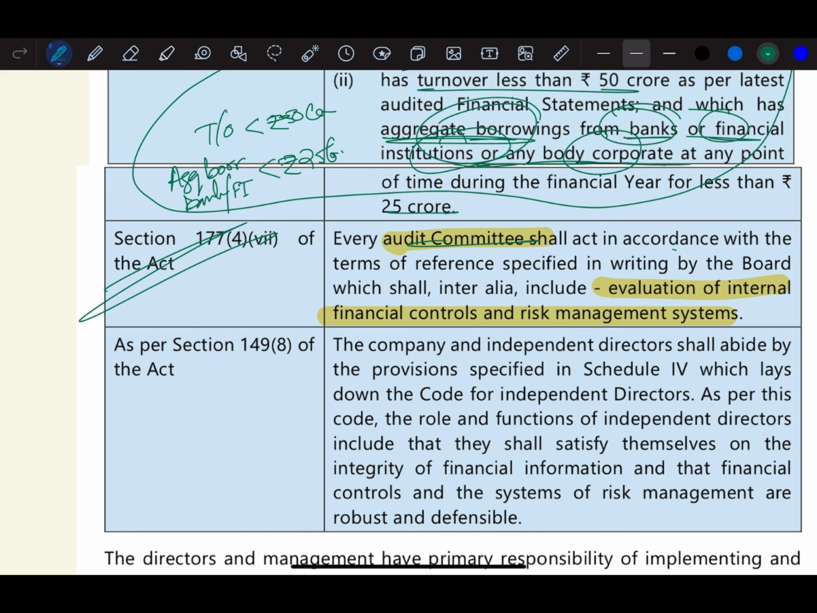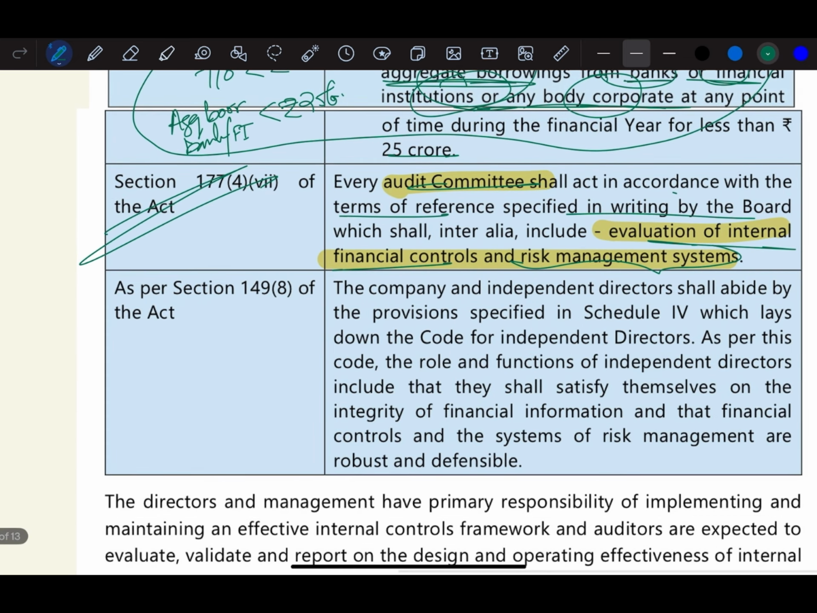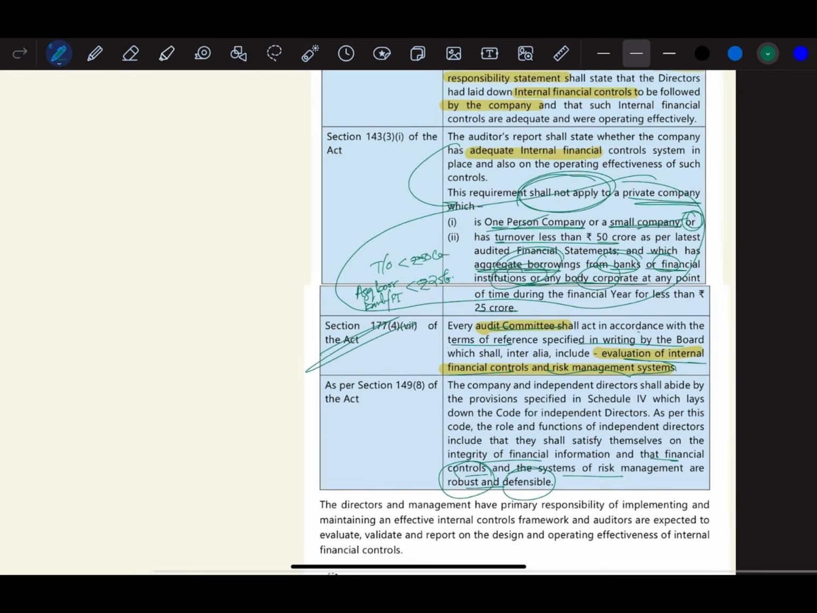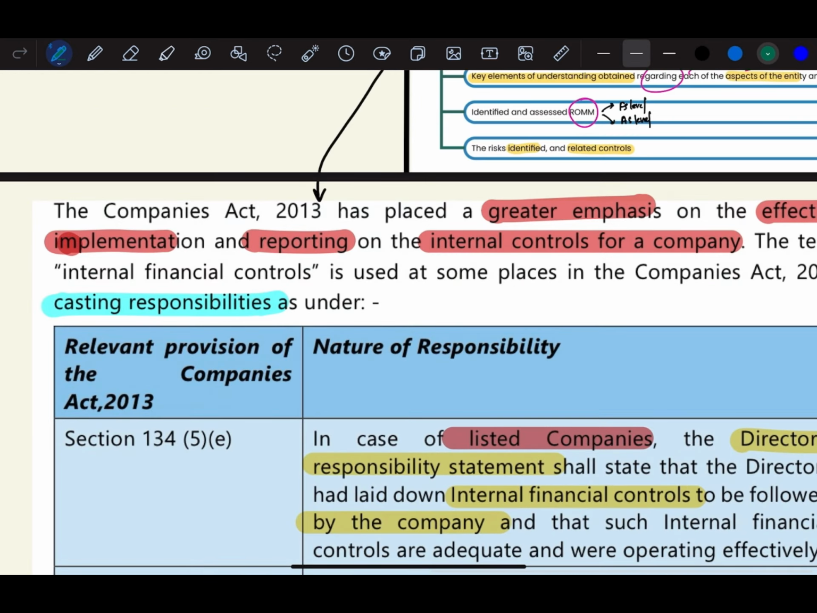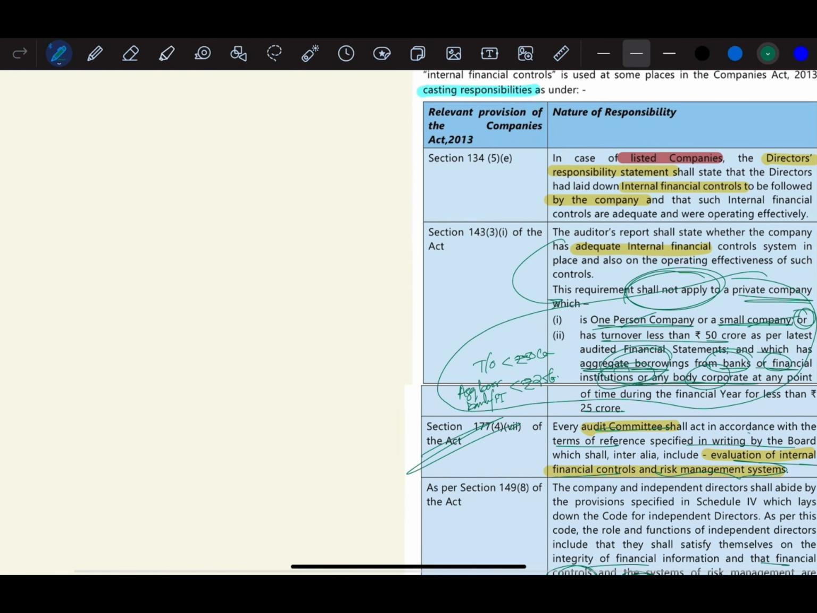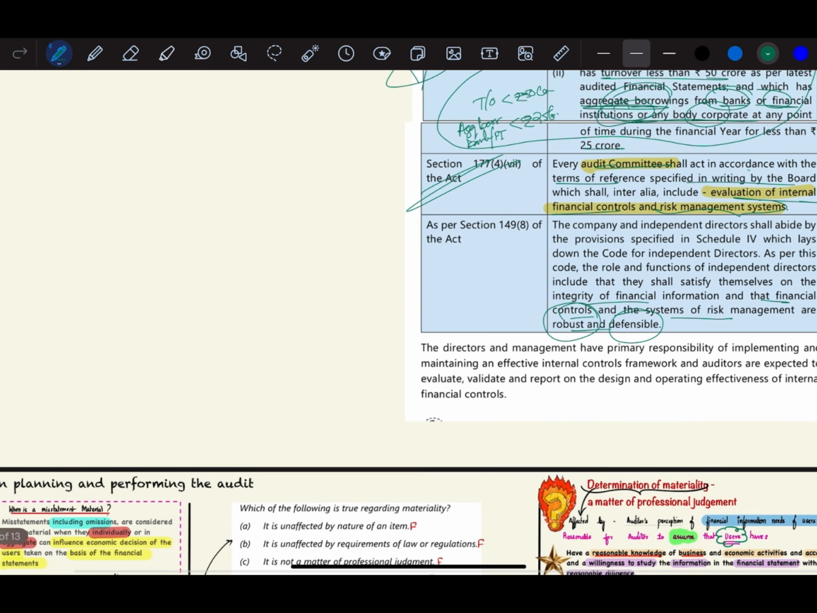Next, Section 177 of the Act: every audit committee shall act in accordance with the terms of reference specified in writing, including evaluation of internal financial controls and risk management systems. So basically here the Companies Act is telling us about the roles and functions. In this you can remember the first 2 points. These are important. The remaining 2 points are not that important.